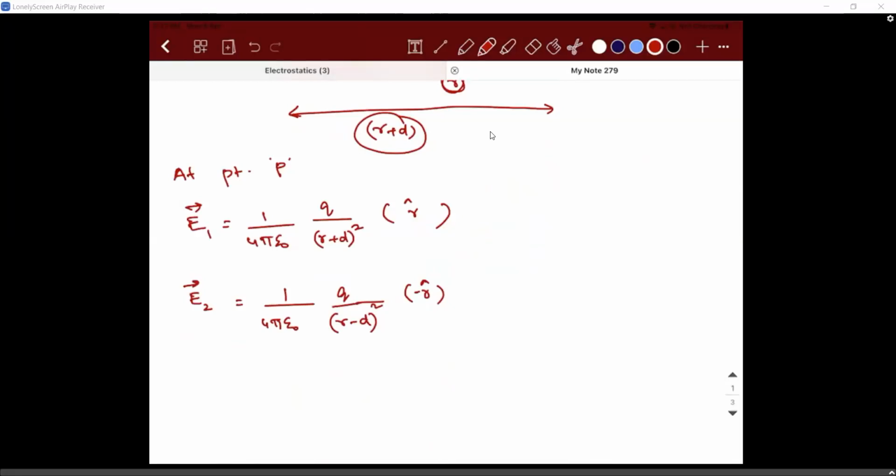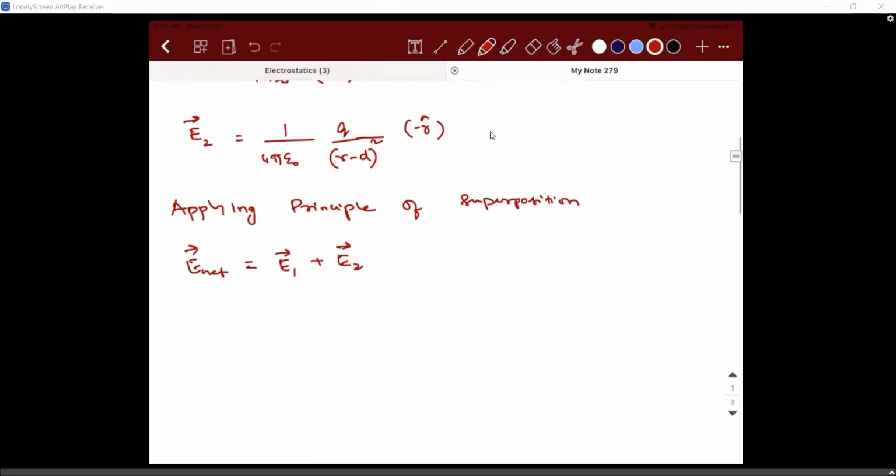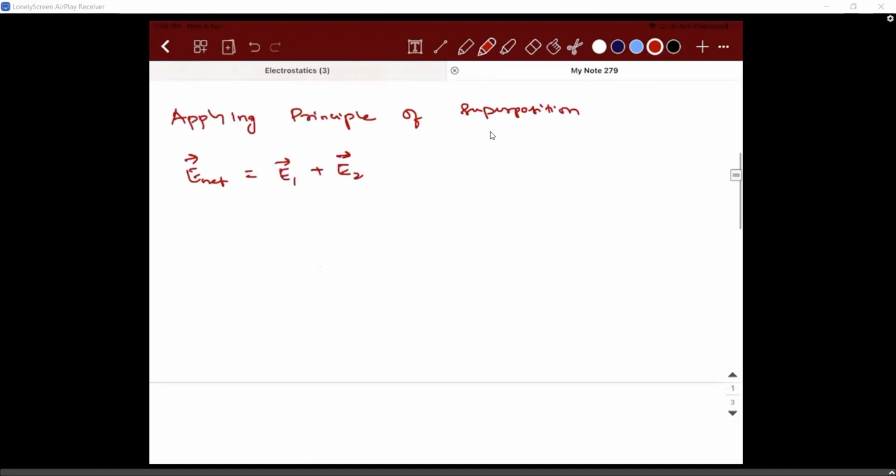So that's the physics part is done. The next step is applying the principle of superposition. The net electric field at point P is equal to E1 vector plus E2 vector. See, I didn't write it as minus. I wrote it as plus E2 vector because I know within E2 vector that minus sign will take care of itself. So this is equal to 1 divided by 4 pi epsilon naught into Q.